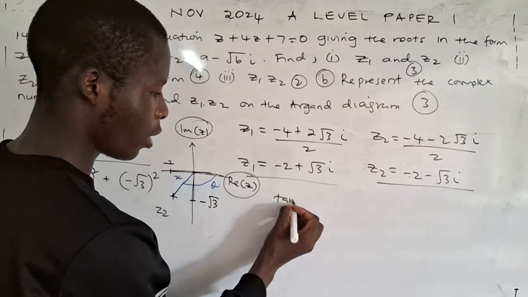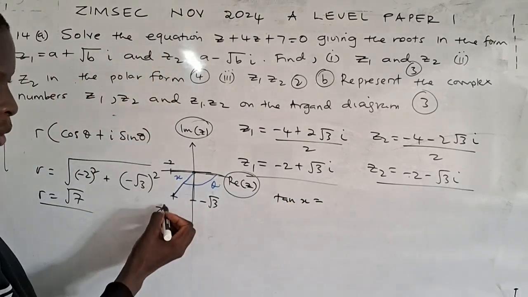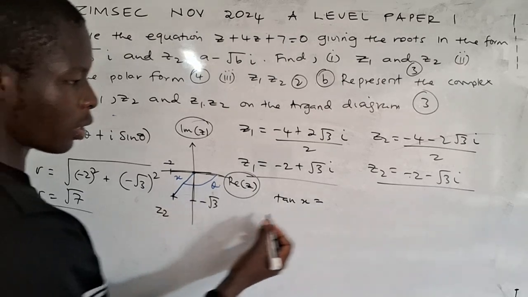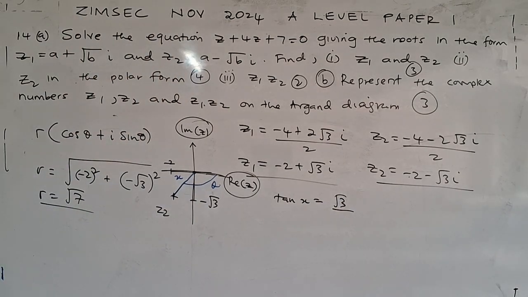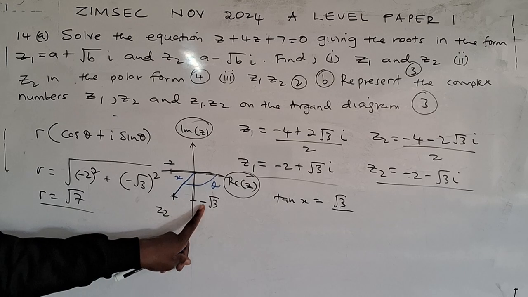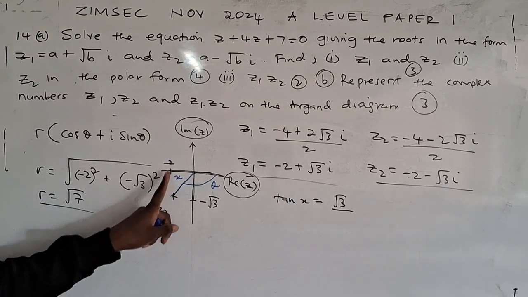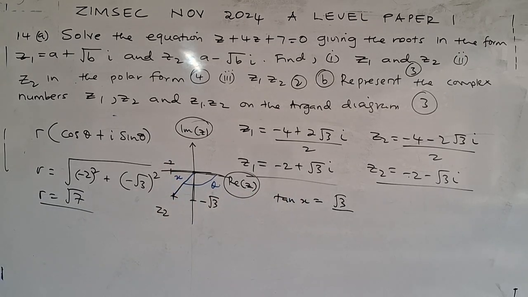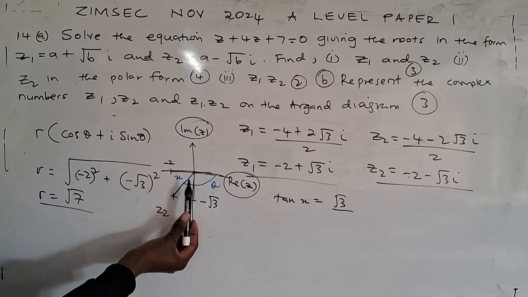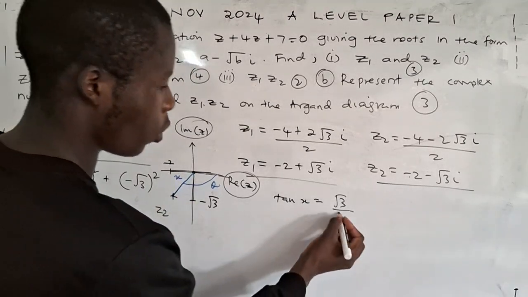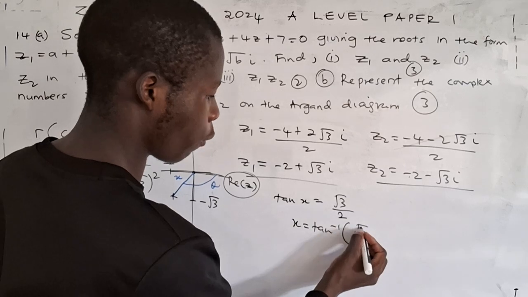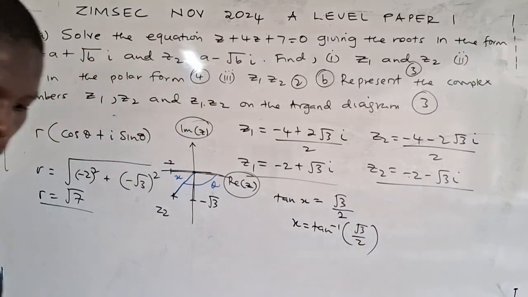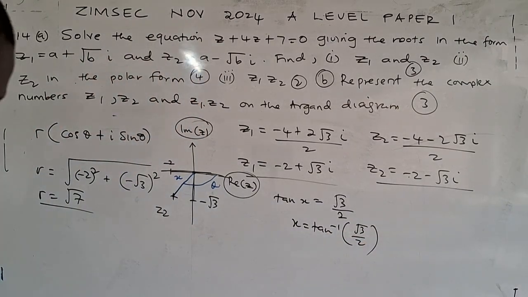I'm going to say tan x is equal to the opposite, which is root 3 divided by the what? I'm taking the magnitude, don't worry about the size. So tan x is equal to the opposite, which is root 3 divided by the adjacent, which is 2. So x is equal to the arctan of root 3 over 2.